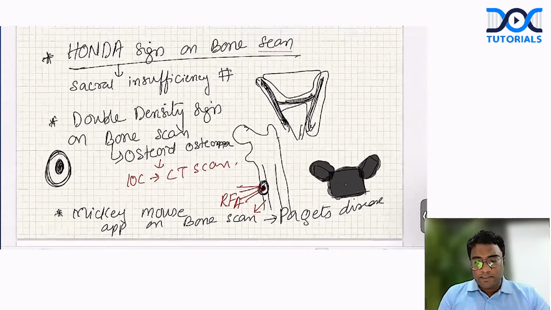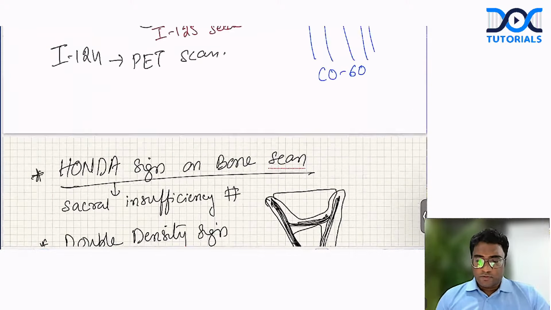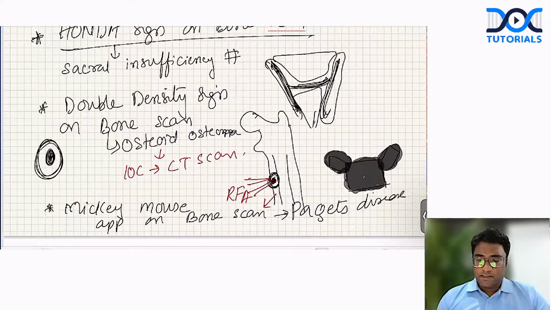So remember these three things with the bone scan tested in the exam. Honda sign on bone scan is sacral insufficiency fracture. Double density sign on bone scan is osteoid osteoma. And Mickey Mouse appearance on bone scan is Paget's disease. So these were some very important questions that you must not miss out on in the exam.